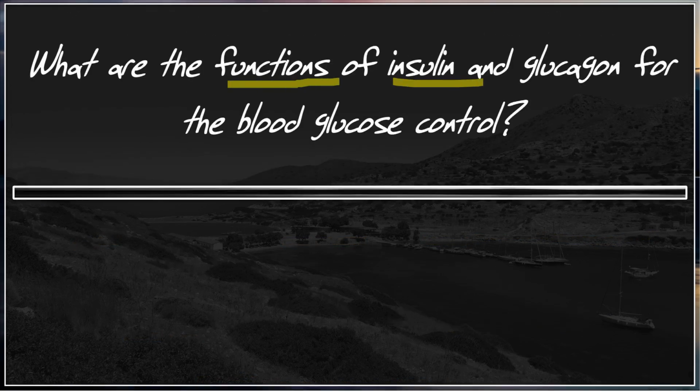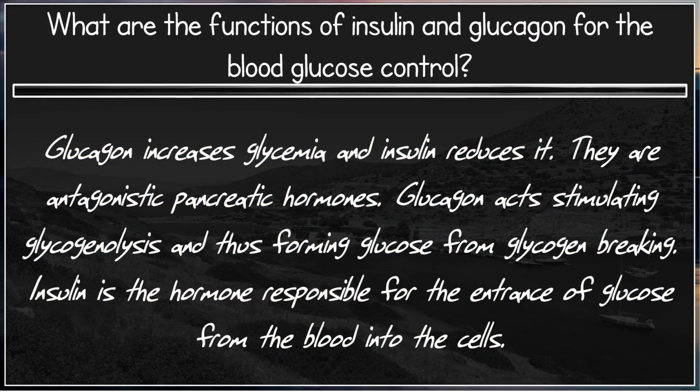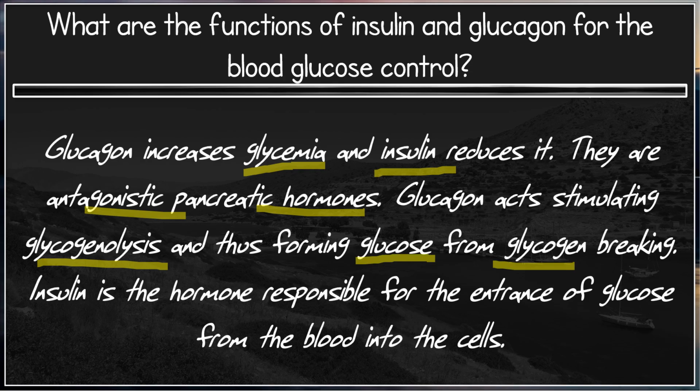What are the functions of insulin and glucagon for the blood glucose control? Glucagon increases glycemia and insulin reduces it. They are antagonistic pancreatic hormones. Glucagon acts stimulating glycogenolysis and thus forming glucose from glycogen. Insulin is a hormone responsible for the entrance of glucose from the blood into the cells.